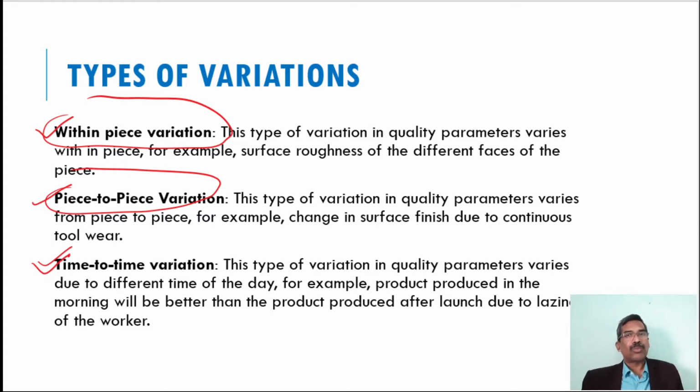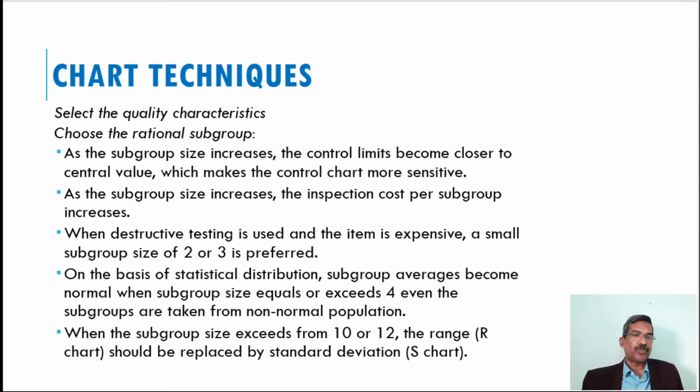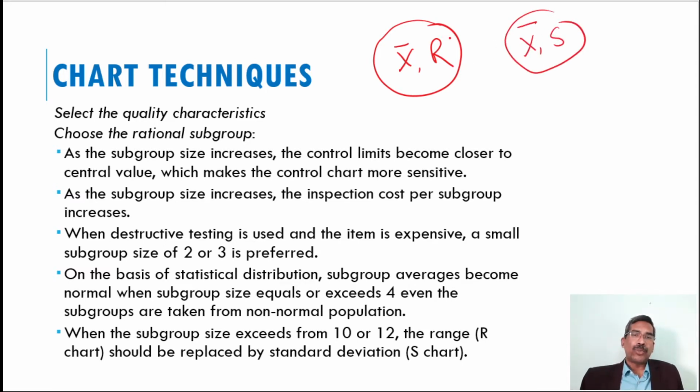But during the time to time variation there may be a number of other factors which may be considered for the variations. Now, chart techniques, how to produce the chart. In the case of the control chart for variables, we normally use X bar and R chart. And if the sample size is large, for example more than 10, then in that situation we use X bar S chart. R is used for the range and S is used for the standard deviation, and X bar is the mean value. So if the sample size is small, then we use the X bar R chart. If the sample size is large, then we can use X bar S chart.